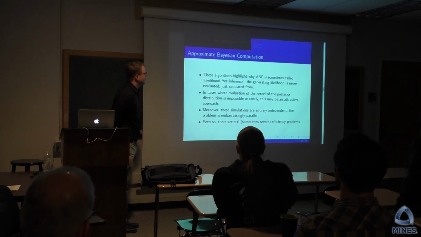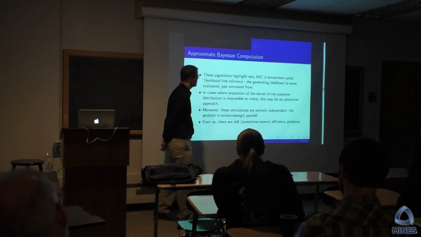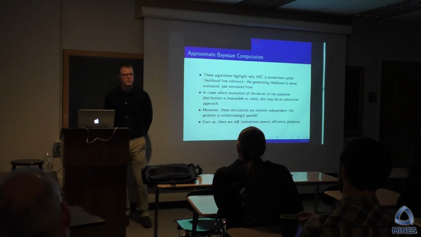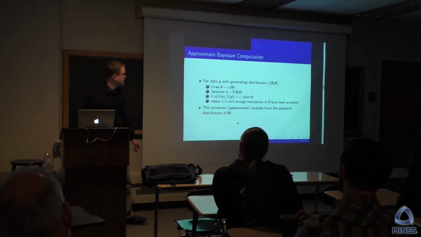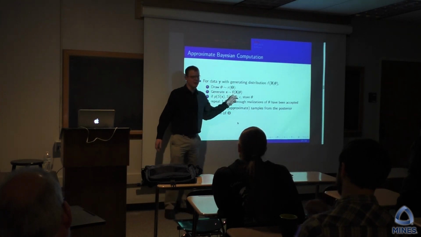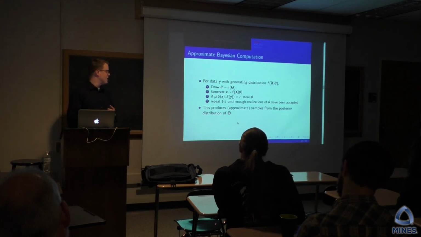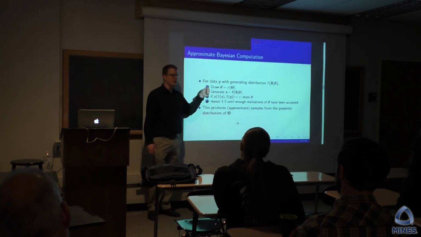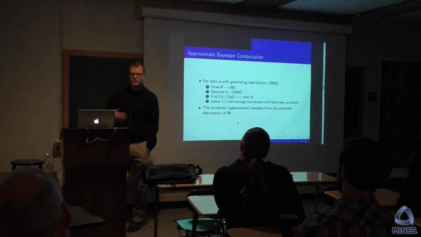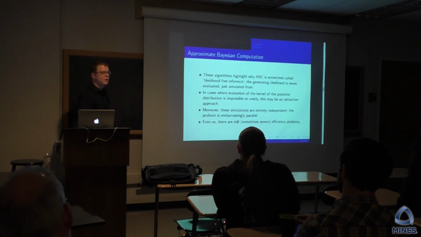These algorithms themselves highlight why ABC is sometimes called likelihood-free inference. We're never actually evaluating the kernel of our posterior distribution. We're generating replicate data sets from this F, the data generating mechanism, likelihood, but we're never evaluating that thing, which is kind of nice. And that means that this algorithm can be used in settings where we don't have access to that, either computationally or just practically. Nevertheless, it is applicable even when we do have access to those. But to generate that, you need some information about likelihood.